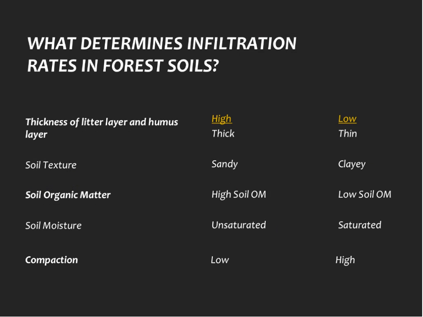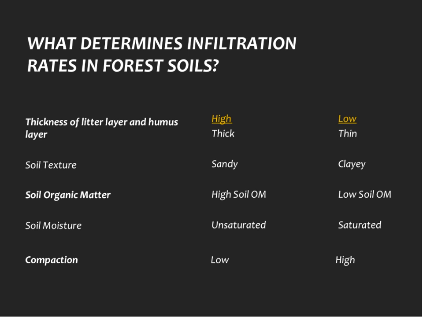Now there's lots of things that determine infiltration rate. Some of them are physical, and essentially uncontrolled by forest management activities, and that would be things like soil texture. There's not much that can be done about soil texture. You either have a sandy soil or a clay soil or silt loam soil. But there are other things that are more biological in nature and can be impacted by forest management activities, such as the thickness of the litter layer, the amount of soil organic matter, and the level of compaction.